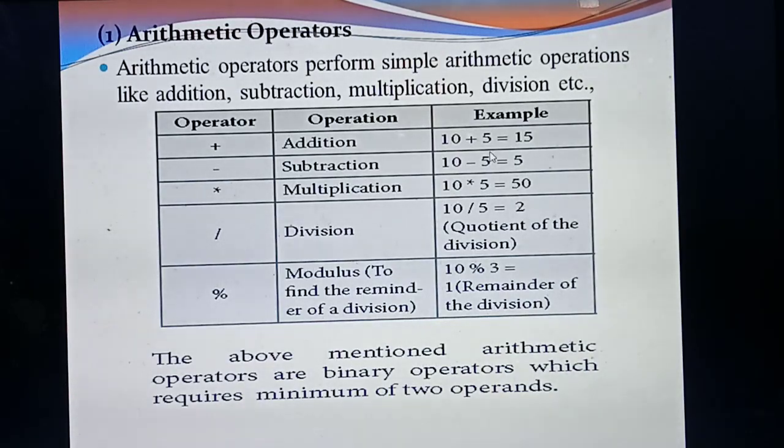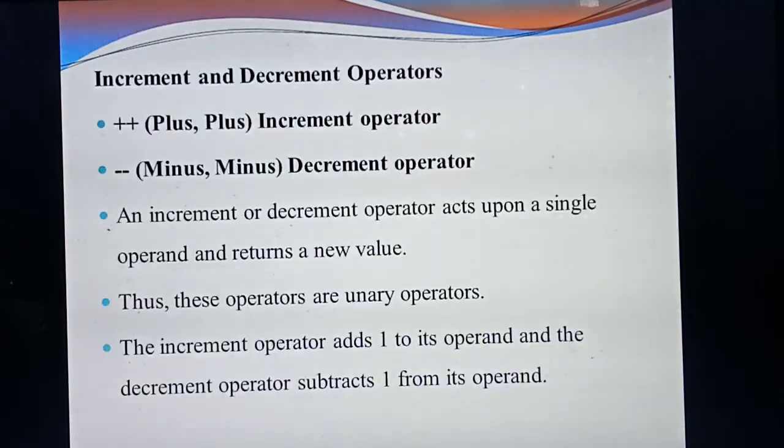Understand about arithmetic operators? Yes. Then in arithmetic operators, there are 2 types of operators. Again, they are classifying these arithmetic operators into 2 types. What are they? Increment operator and decrement operator. So what are the 2 types of operators that come under arithmetic operators? Increment operator and decrement operator.